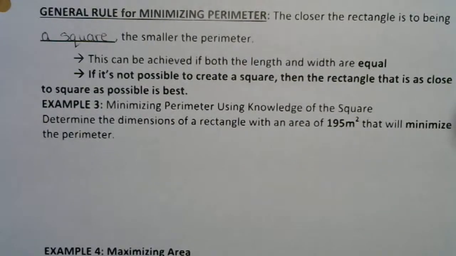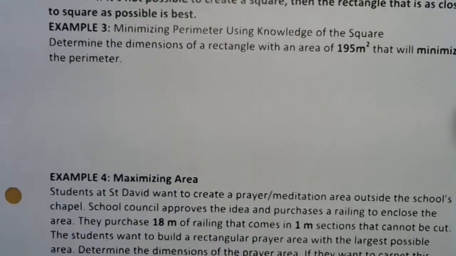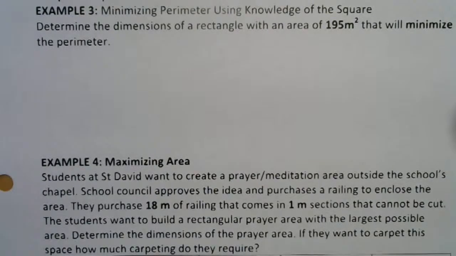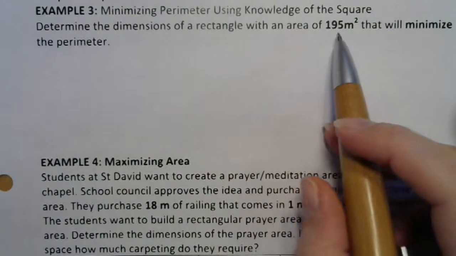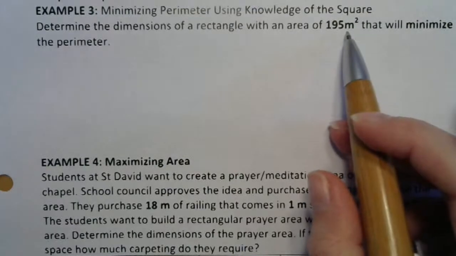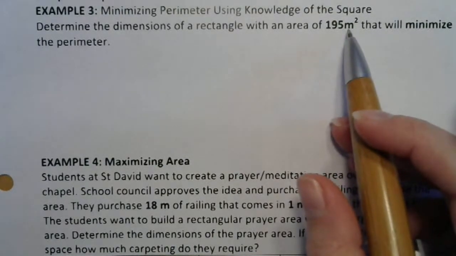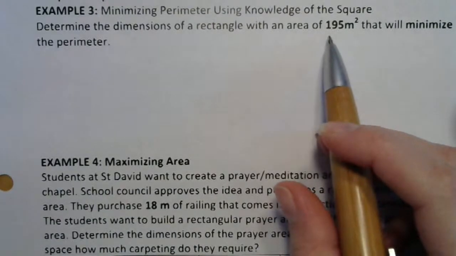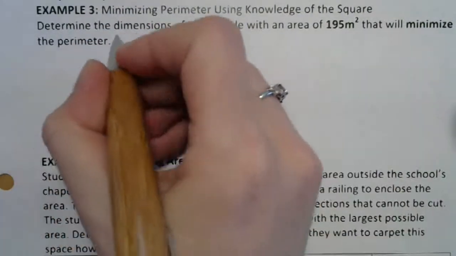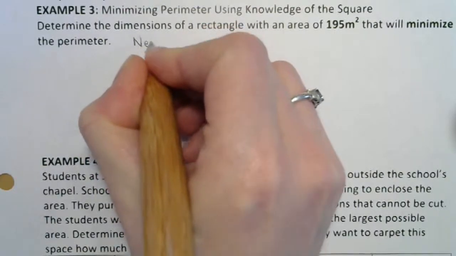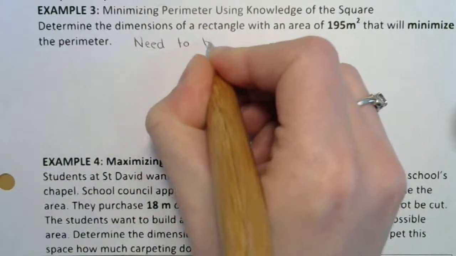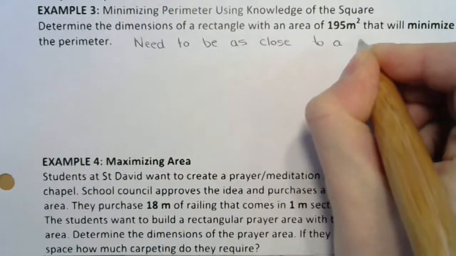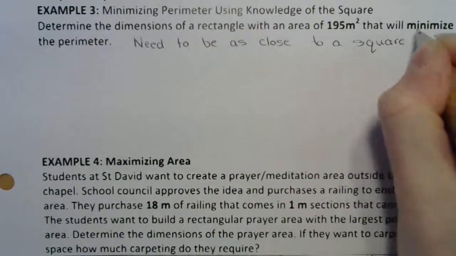So let's take a look at another example. So in this one, minimize perimeter using knowledge of the square. Determine the dimension of a rectangle with an area of 195 meters square that will minimize the perimeter. Okay. So we know we need an area of 195 meters squared. Okay. So we need to be as close to a square as possible.